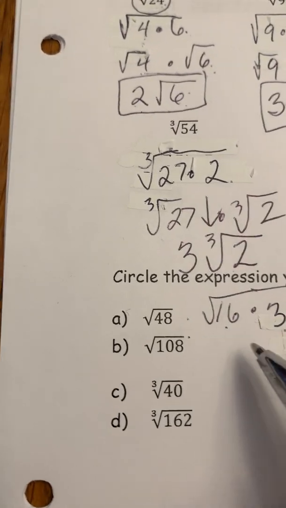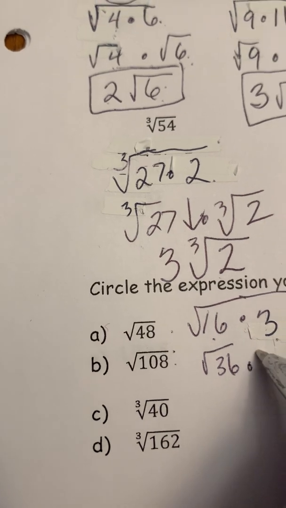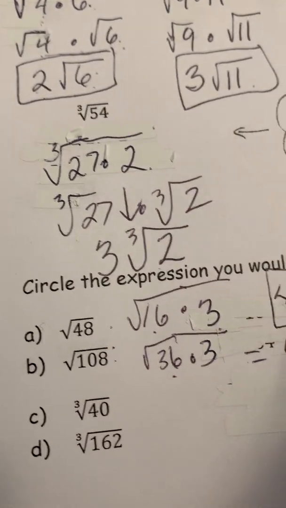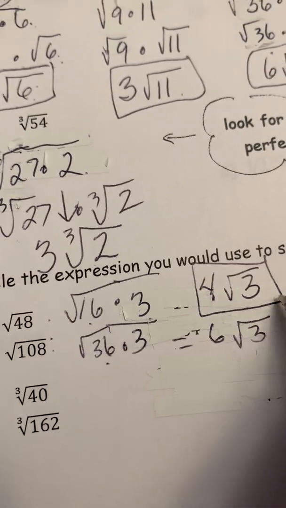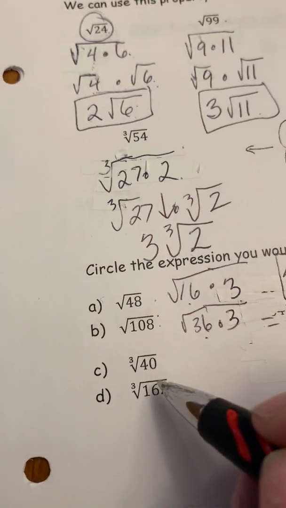Okay, the perfect square that goes into 108 happens to be 36. It goes in there 3 times. What's the square root of 36? 6. What's left over? Square root of 3. So that's our final answer there. Okay, cube root of 40. I was getting ahead of myself.